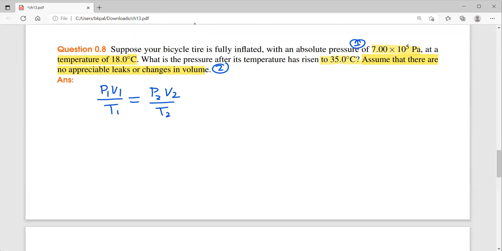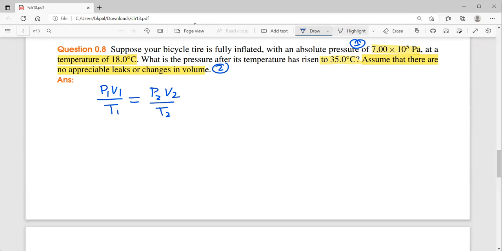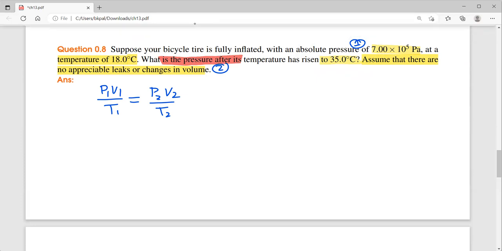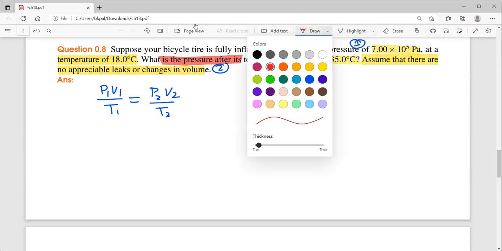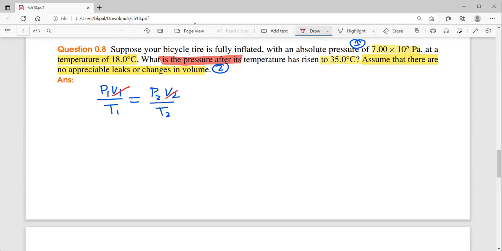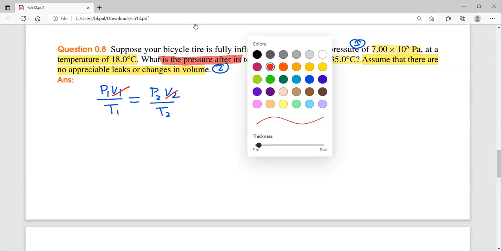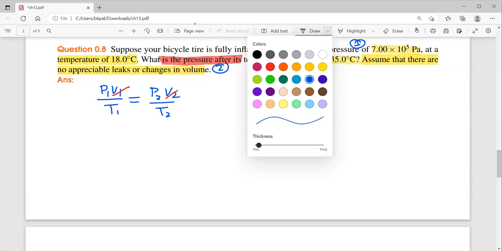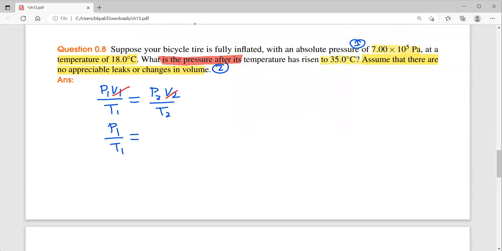Here the question already mentioned that the volume is constant. Since the volume is constant, meaning there is no change in volume, we can cancel the volume. So the equation is now very simple: P1 over T1 equals P2 over T2, and we have to calculate P2. If I solve this for P2, it will be T2 over T1 times P1.